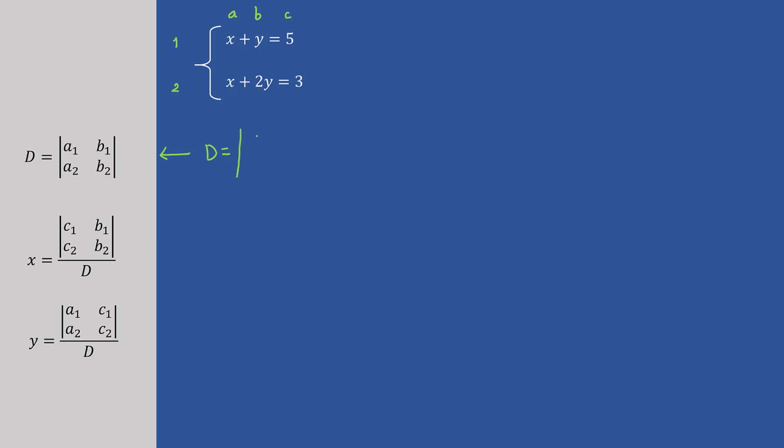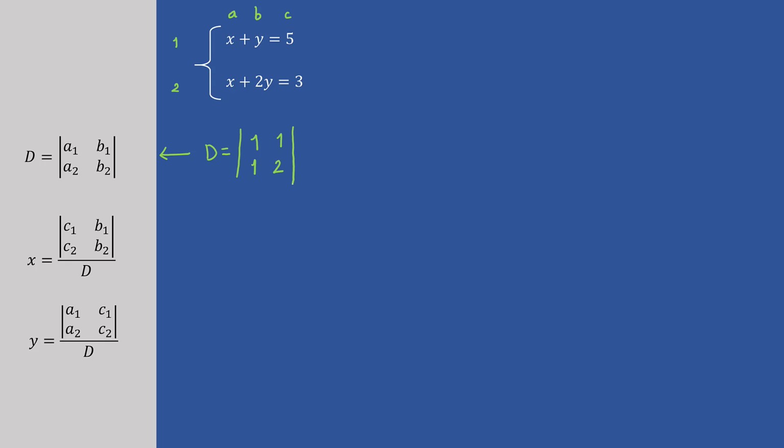So a1 should be 1. The coefficient of x, remember, if it's not written, it means that's just 1x, so it's 1. And then the x of our second equation, also 1. Now it says b1, b2, which is the values of y, the coefficients of y. The coefficient of y of the first equation is 1. The coefficient of y of the second equation is 2.